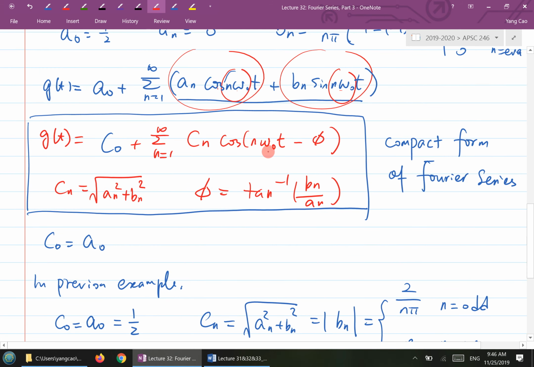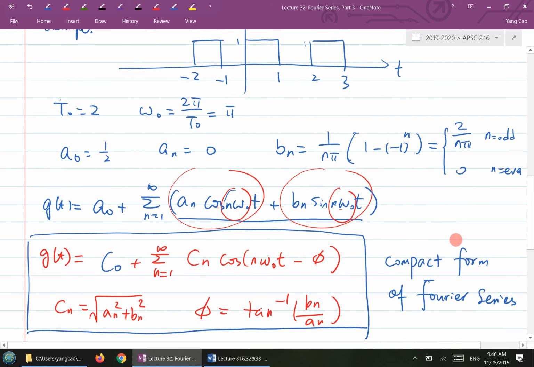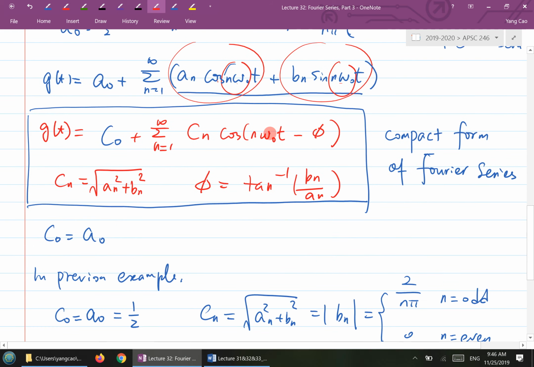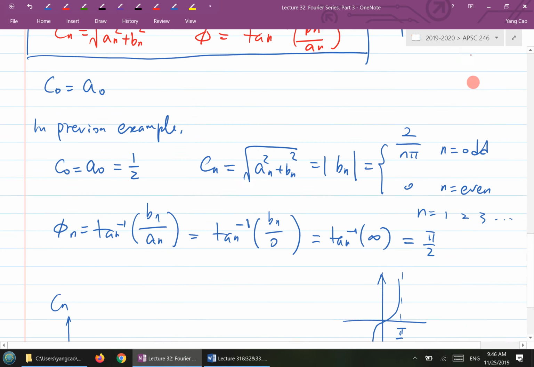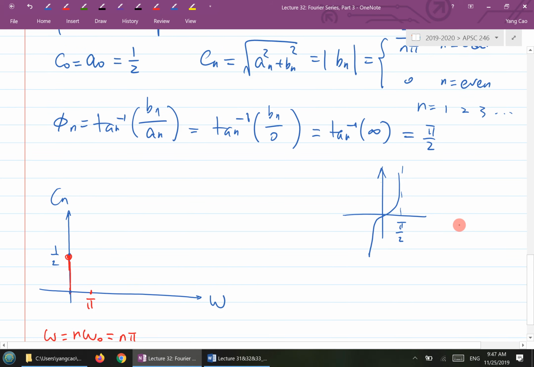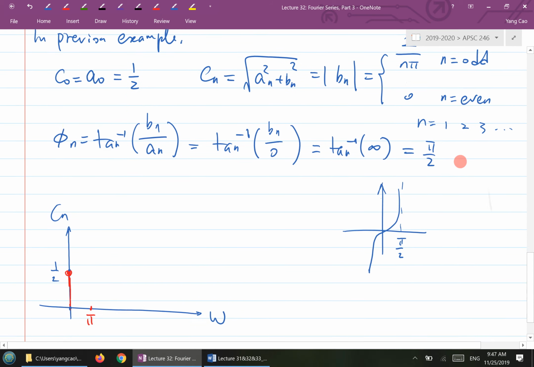It's n times omega naught, and omega naught is pi. So when n equals 1, omega equals pi. So basically, pi is the second location for omega. For omega equal to pi, or n equal to 1, what's the Cn value?